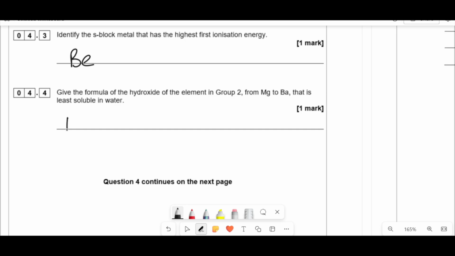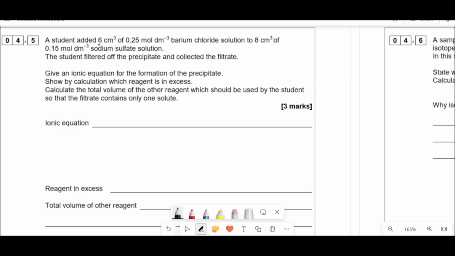Give the formula of the hydroxide of the element in group 2 from Mg to Ba that is least soluble. So it's magnesium hydroxide that is the least soluble. As you go down the group, the hydroxides get more soluble, but as you go down the group, the sulfates get less soluble.